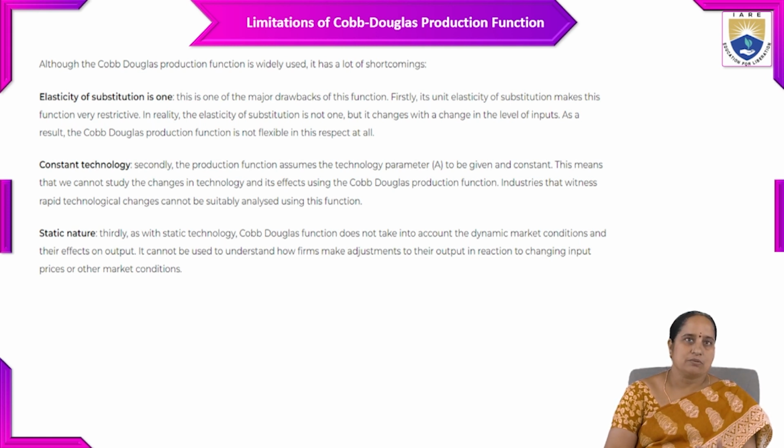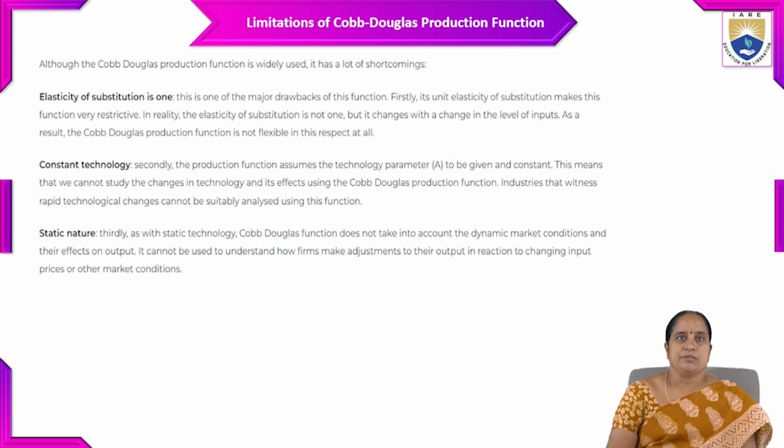Then the second one is constant technology. The production function assumes that the technology parameter A is given and constant. It means that we cannot study or analyze the changes in technology and its effects using the Cobb-Douglas production function. So industries that witness rapid technological changes cannot be suitably analyzed using this function.